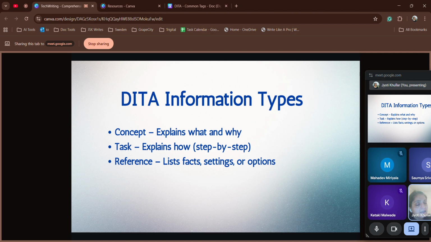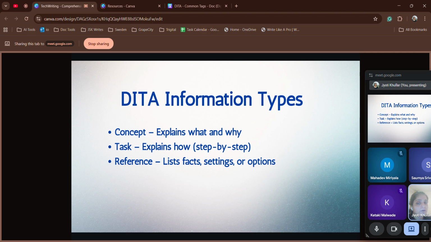So how does DITA help in solving this problem? We will learn about it in further slides. First thing is DITA information typing. How does it try to solve the problem? The first most important concept of DITA is information typing. Information typing is putting a particular type of information in a particular type of topic.